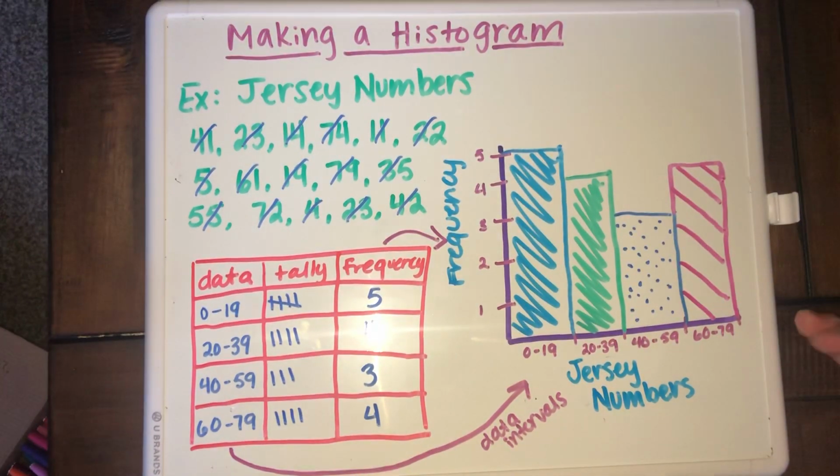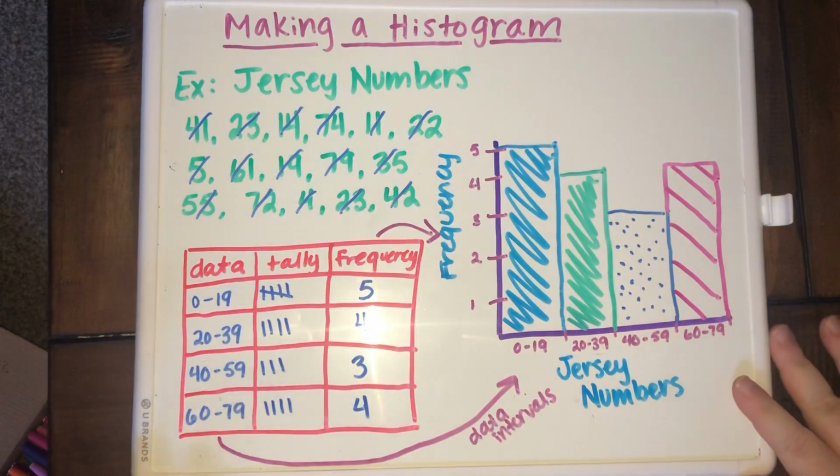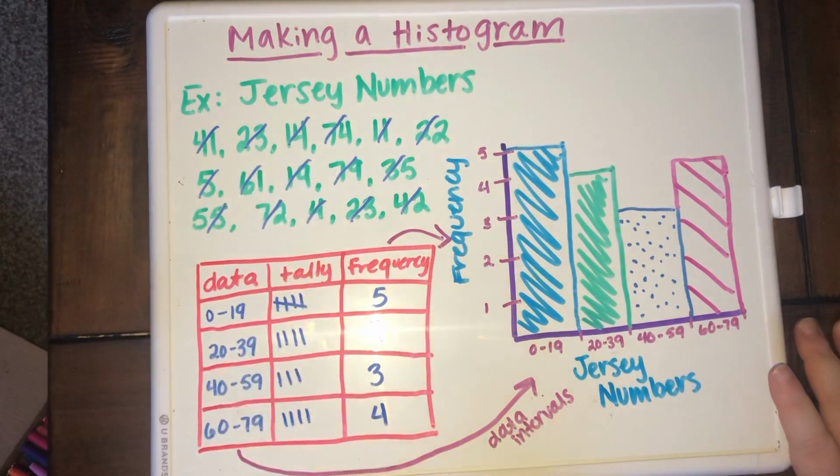But this is how you create a histogram based on a frequency table. We've got our labels. Down here are our jersey numbers, and over here is the frequency at which those occur in our data set. But this is a histogram, and that's pretty much it.